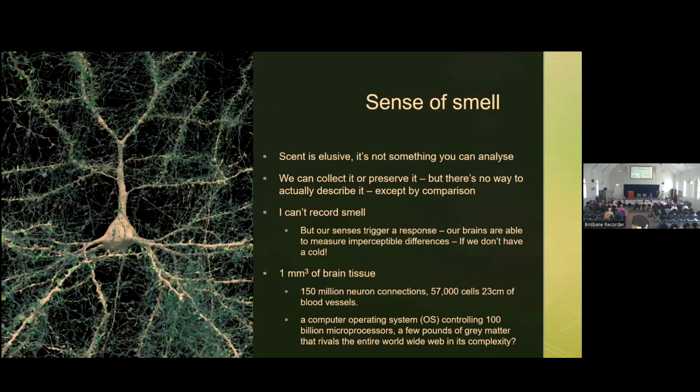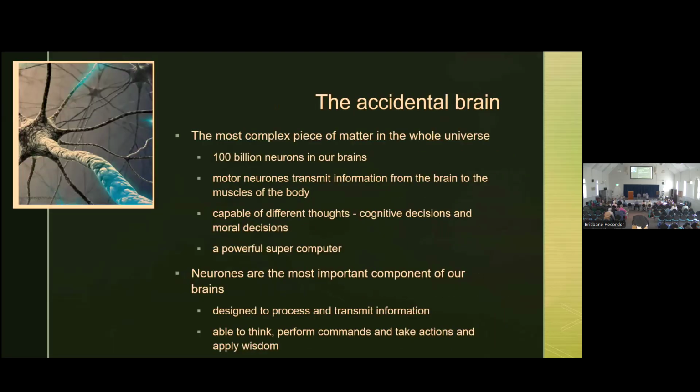Let's move on to our second example this afternoon, and we're going to talk about the accidental brain. The brain is a really, really complex piece of tissue in our bodies. It has hundreds of billions of neurons. Those motor neurons transmit information from our brain to our body to make it function, to work muscles. It also creates our ability to make decisions, and the ability to think and potentially be moral in our thinking. So it creates wisdom, something that other species don't have.